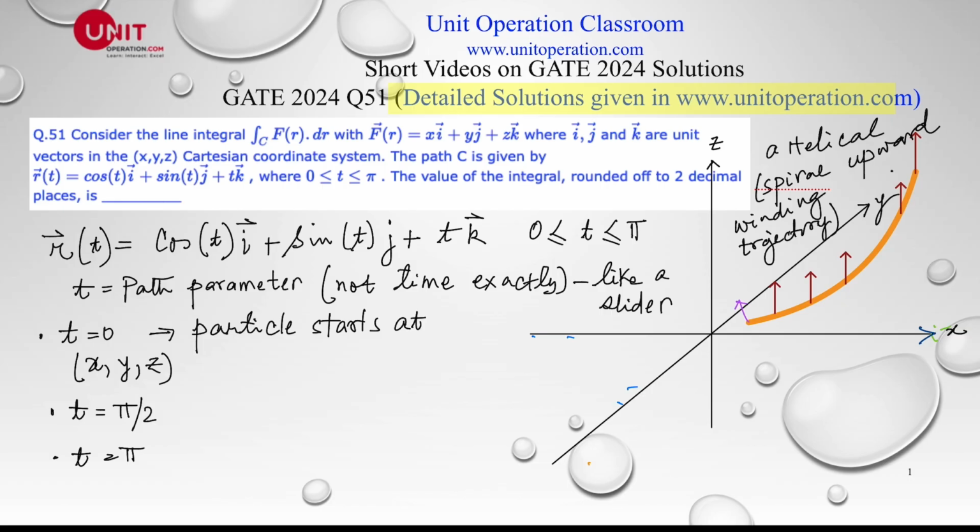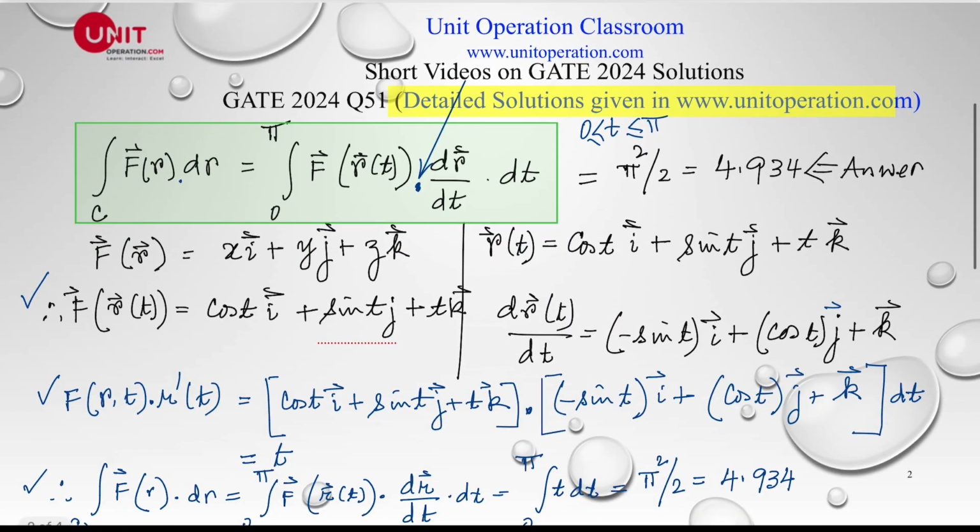So t is a path parameter. It's not exactly the time. It's like a slider that just moves along, and the rotation as well as the height of the fluid keeps on changing. Anyway, we have to evaluate this particular integral right here. So how will we do it?